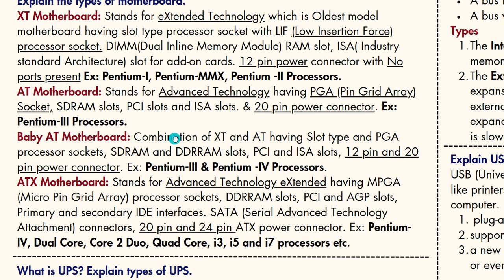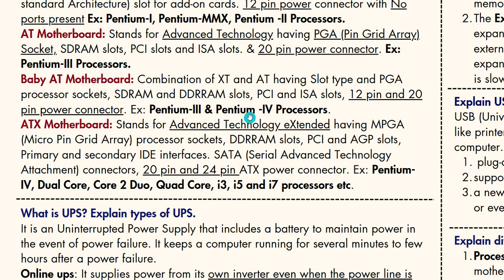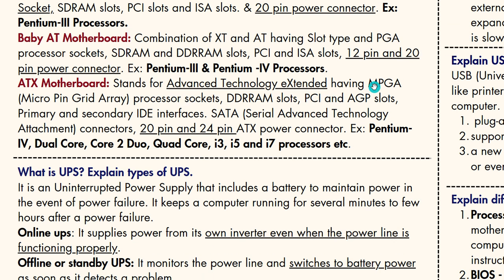Now coming to baby AT motherboard, which is a combination of that extended technology and advanced technology, having a slot type and pin grid array processor socket. Slot type processor was in XT, pin grid array was in AT, so this is a combination, so it will have both. And it has SD RAM and DDR RAM slots, PCI and ISA slots. It is a 12 pin and a 20 pin power connector, and Pentium 3 is an example. As you can see, Pentium 3 is repeated in AT as well as in baby AT, and Pentium 4 as well in baby AT.